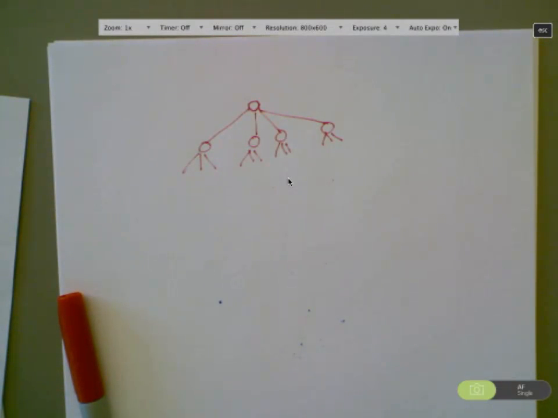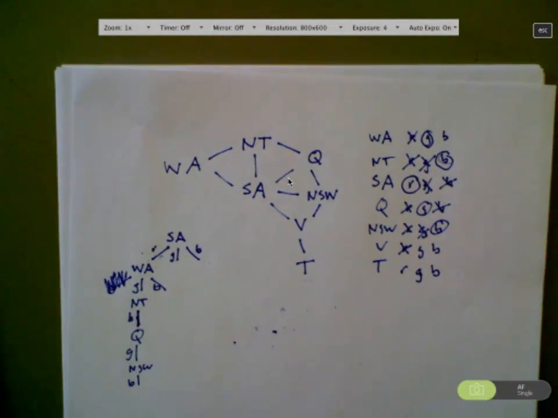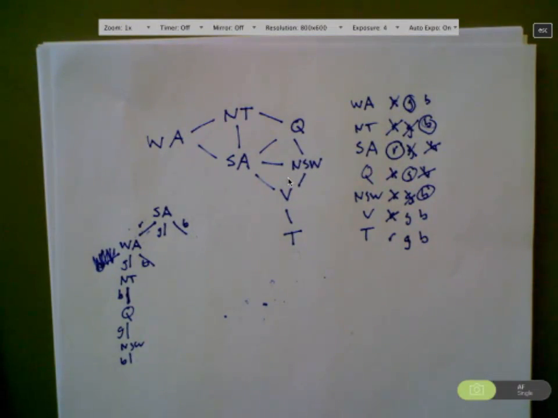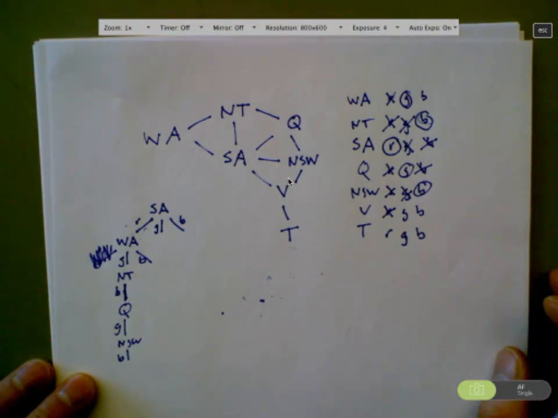Is it possible to remove the problem of domain wipeout in a forward-checking search? What's domain wipeout? Anyone remember what domain wipeout is? You don't have a valid move. Yeah. Did we come up with a wipeout here? We didn't. We were doing forward checking and everything was just dandy.